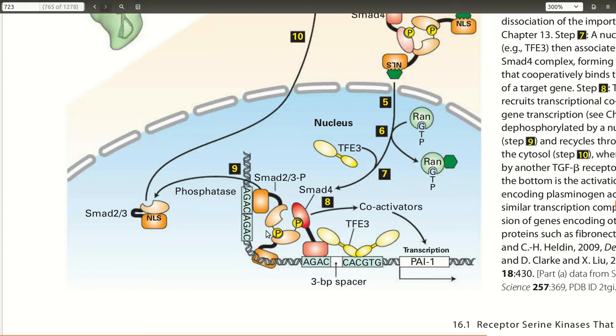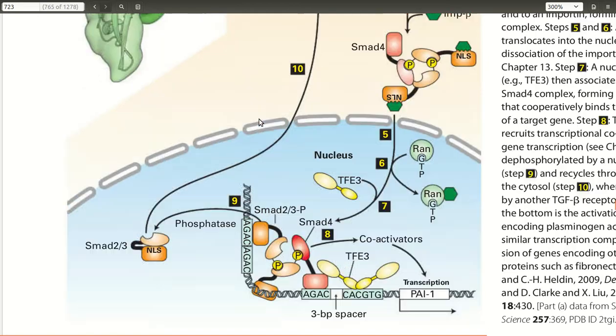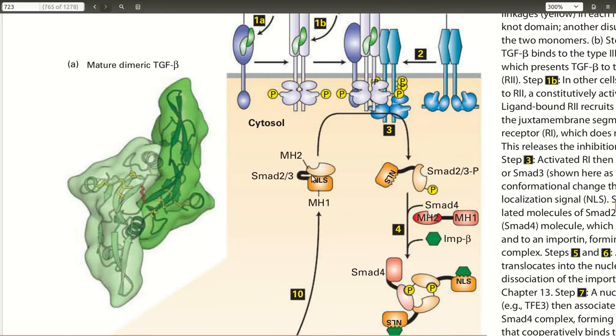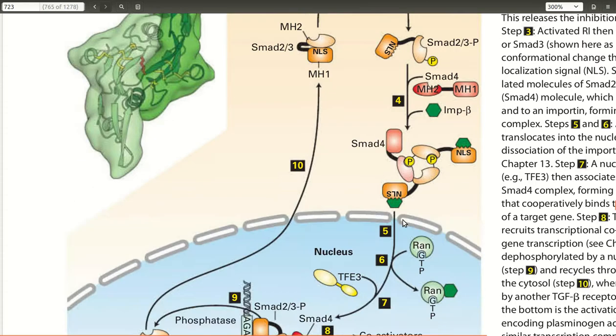Once this is done, a phosphatase will remove the phosphates from the SMAD proteins, which will then allow it to assume its original shape, where it could then be transported back to the cytosol for another signaling pathway.